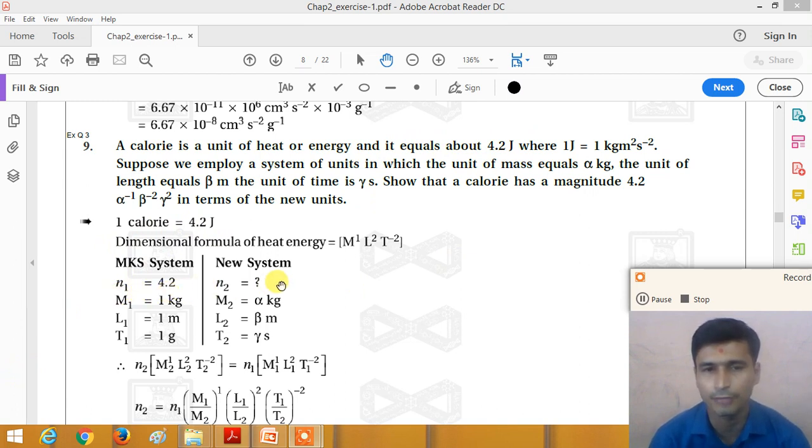We need to find what is the value of N2. In the MKS system, mass is equal to 1 kg. In a new system, we take mass M2 is equal to alpha kg. In the MKS system, length is equal to 1 meter. In the new system, we take length L2 is equal to beta meter. In the MKS system, time is taken as 1 second, right? So in a new system, we take time T2 is equal to gamma second, right?